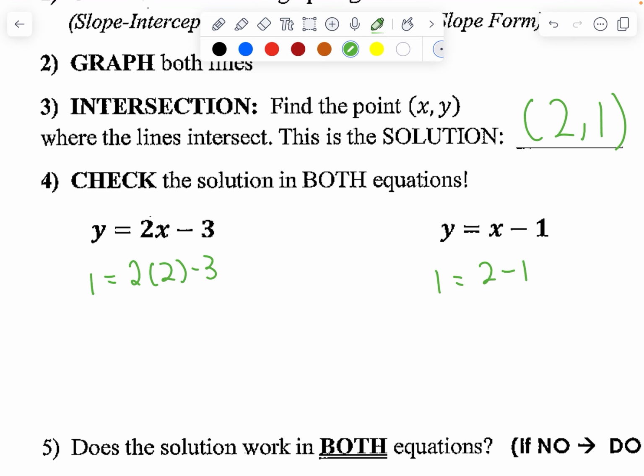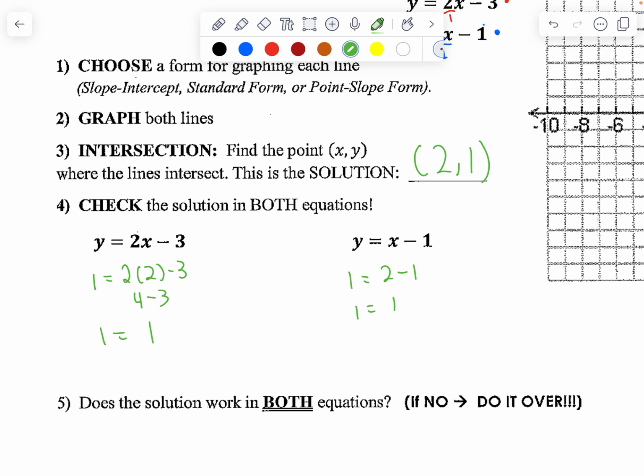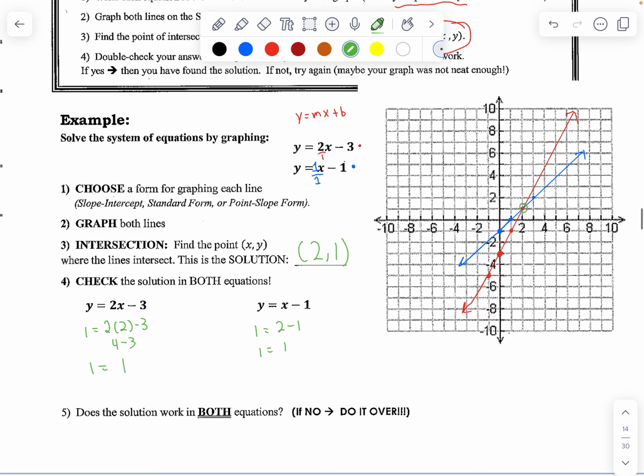On the left here, 2 times 2 is 4, and minus 3 is 1, and 1 does in fact equal 1. And on the other one, 2 minus 1 is 1. So they do in fact equal 1. So that tells us that we did do it correctly because both of these were correct solutions. So that's how we're going to do it.